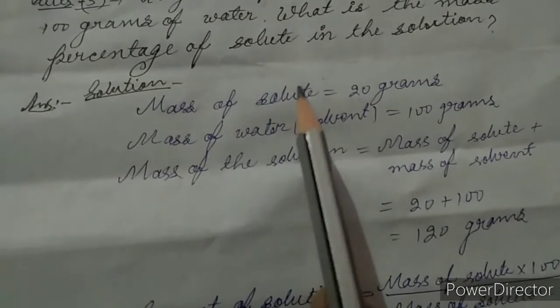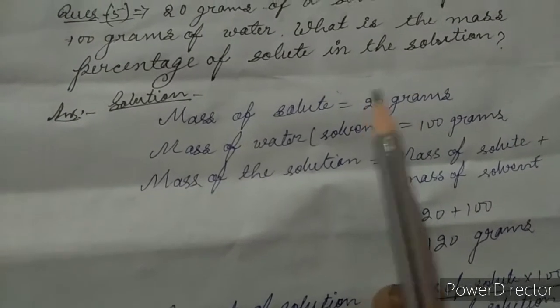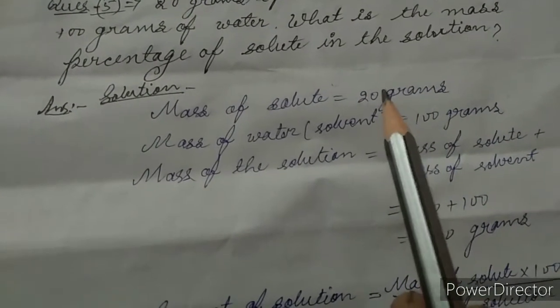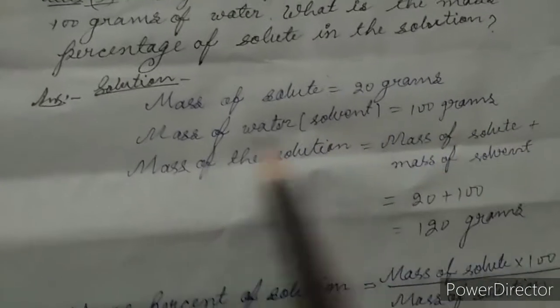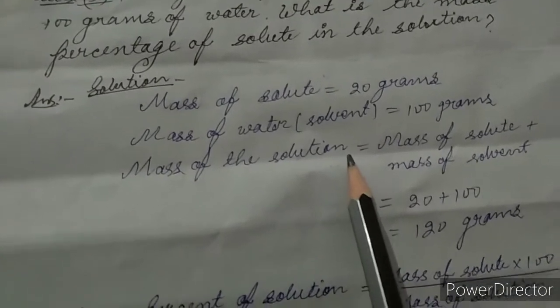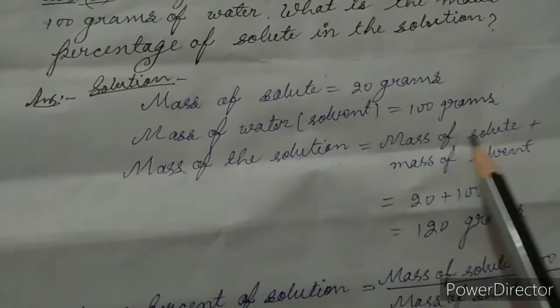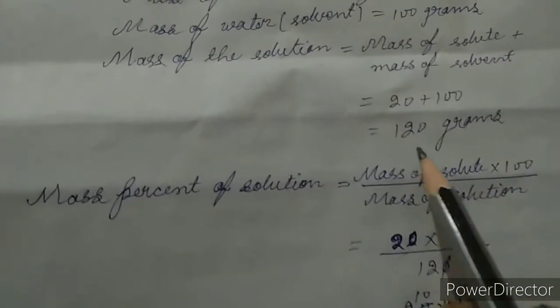As we know, the formula of mass percentage is equal to mass of the solute multiplied by 100 upon mass of the whole solution. That is why here mass of the solution has been obtained by adding the mass of the solute and mass of the solvent. So here mass of the total solution is equal to 120 grams.